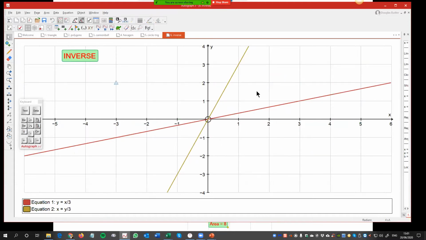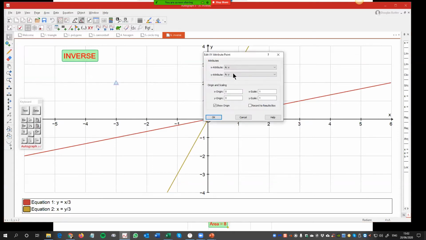Inverse functions, it's in the GCSE, quite a complicated idea. So that made me think that let's use this idea of redefining a point according to attributes. There's a button up here called XY attribute point that we're going to use now. I'm going to select this point that I've just randomly put over here, and it has two attributes, its X coordinate and its Y. So if I create a new point that's the other way around, I'm going to make that the Y and this the X.